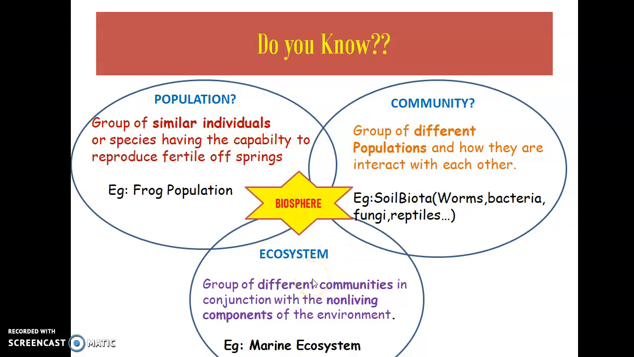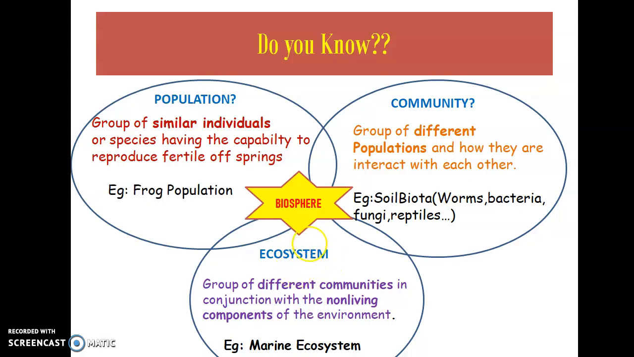Then comes ecosystem. What is meant by ecosystem? The different communities united together form an ecosystem. And what is the peculiarity of ecosystem? Here, the different communities will be interacting with the non-living component of the environment. I told you that ecology is the branch of science in which there is an interrelationship between organisms along with their non-living component. This non-living component constitutes abiotic factors. So the interaction of these biotic organisms with the abiotic factors constitutes the ecosystem.